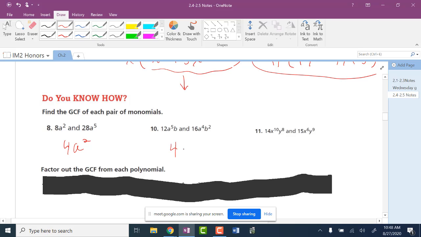This is it. And then 8 to the 5th, 8 to the 4th, it's 8 to the 4th, and a b. And I hope we had a to the 4th. I thought that's what I had when I gave someone a correct answer on that. And then this one for sure is x to the 6th, y to the 8th. 15 and 14 have nothing in common.